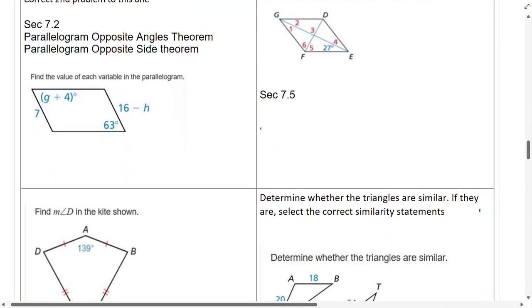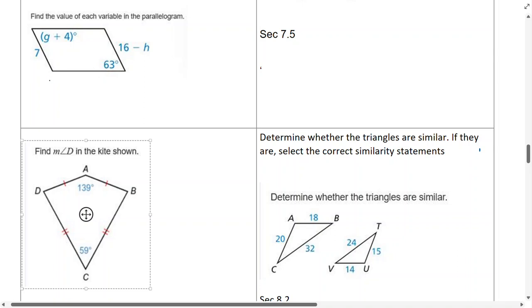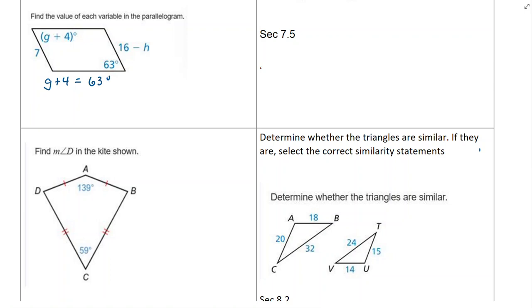Moving along, we have on this one the use of the parallel opposite angles theorem and the parallel opposite side theorem. And we're going to structure this little problem, nothing hard. It has to equal 63 degrees by the theorem. And then we have 7 has to equal 16 minus h. So I have two little problems to do. I'm going to subtract 4. I get 59. It is not a degree. It is a portion of how to get the degree for that particular corner.